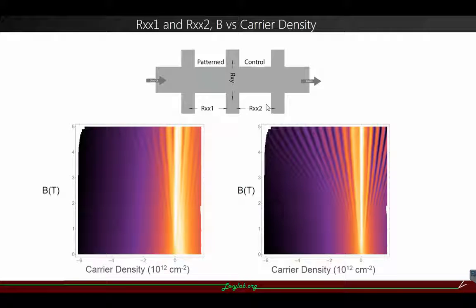So here we have a Landau fan diagram that plots the magnetic field versus carrier density. Comparing this patterned region with the unpatterned region, we can clearly see the broadening of the Dirac point. So that means the writing process is able to change the carrier density in graphene.